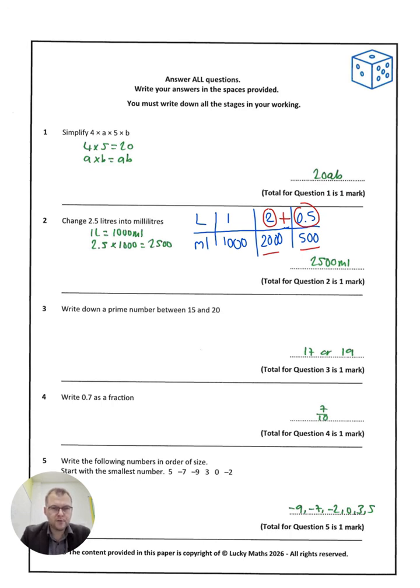So on the first page, we've got an opportunity maybe on question 2 to draw a ratio table to show 1 litre is 1,000 ml. Therefore, 2 litres is 2,000 and half a litre is 500. Just to confirm why 2.5 litres is 2,500 millilitres.